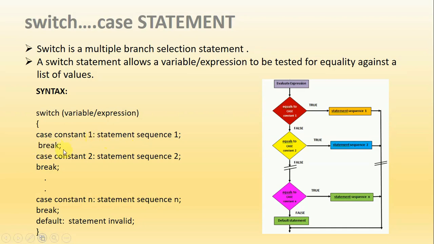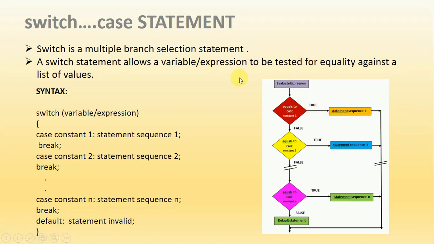And then we give a break, then we give another case and another constant, and then a block of statements which is again followed by a break. Similarly we can give as many cases as we want, and the last one is the default. If none of the cases is true, the default statement is executed. Again default is a keyword, and then we give a set of statements which need to be executed if we come to the default statement. And then this is the ending curly brace.